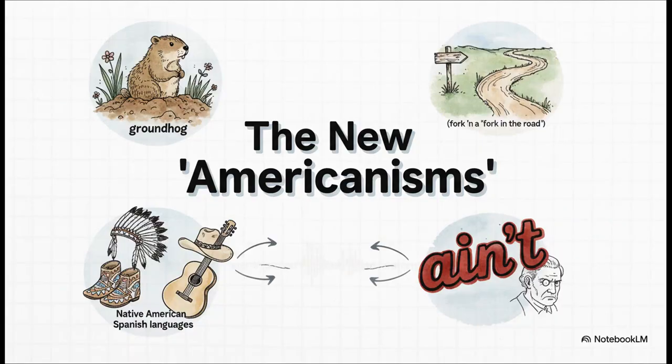But Americans were also innovating like crazy. They ran into new animals, so they had to create new words, like groundhog. They repurposed old words, like using fork to describe a split in a road. They also borrowed words from their new neighbors and just embraced these super practical contractions like ain't and don't, a direct, no-nonsense way of speaking that the English found absolutely atrocious.